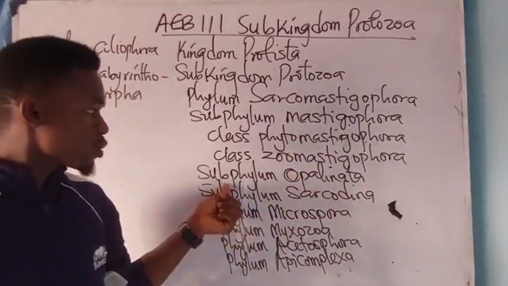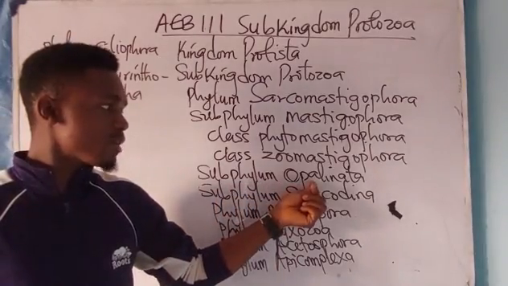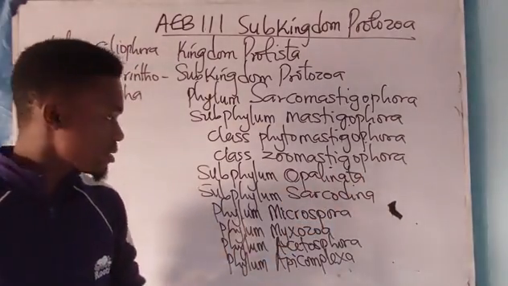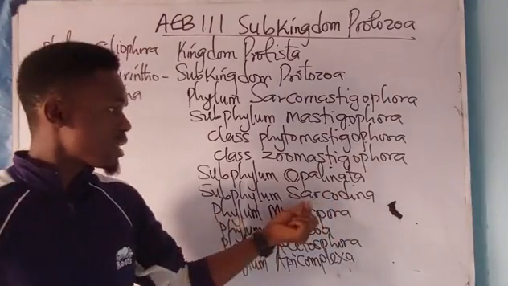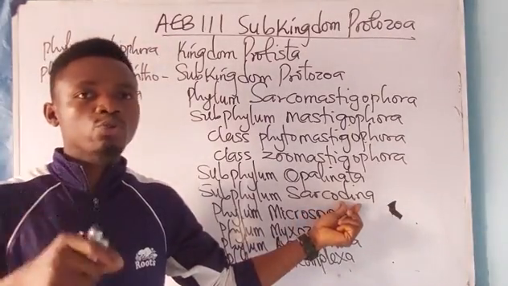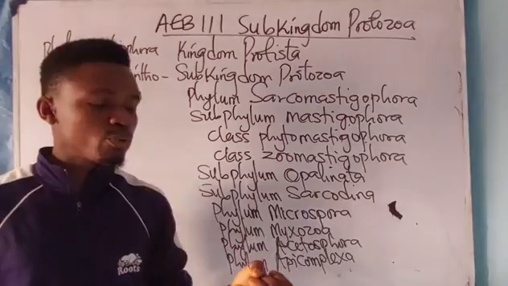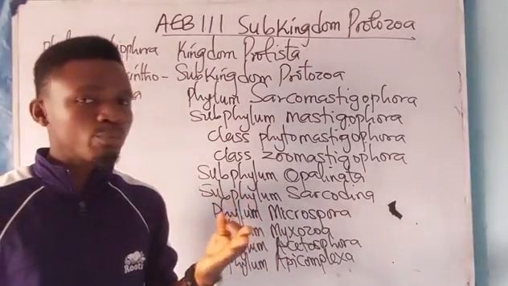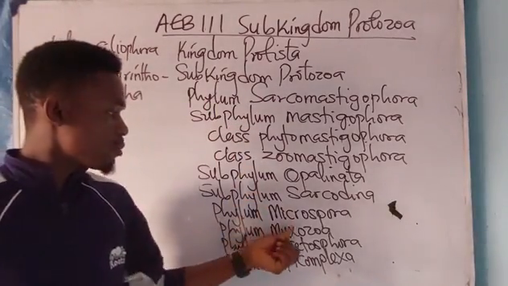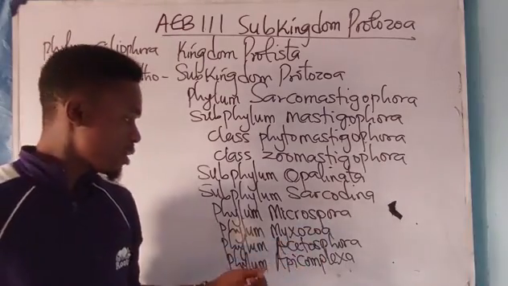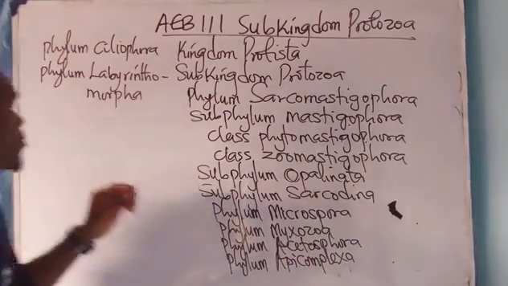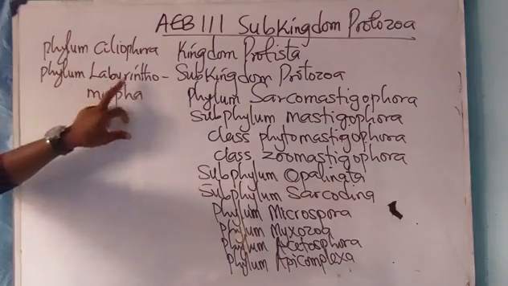You have Subphylum Opalinata, that is Opalina and Proto-Opalina. They are all parasites. You now have Subphylum Sarcodina. Sarcodines are organisms that use pseudopodia for locomotion. We have the lobopoda, we have the filopoda or the axopoda, as the case may be, as we are going to be treating everything right now. You now have Phylum Microspora, Phylum Myxozoa, Phylum Acetospora. You have Phylum Apicomplexa. You have Phylum Ciliophora and Phylum Labyrinthomorpha.